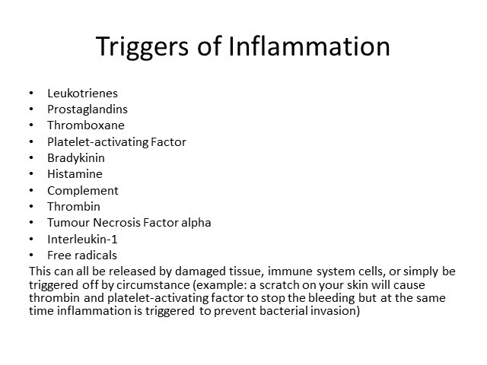And then free radicals can also trigger off inflammation. So for example, when neutrophils release free radicals in order to create a chemical kill zone, those free radicals in and of themselves can trigger off inflammation. And so all these things can be released by different types of tissue, such as damaged tissue, the immune system cells, or they can be triggered off by blood attempting to clot in the presence of bleeding.